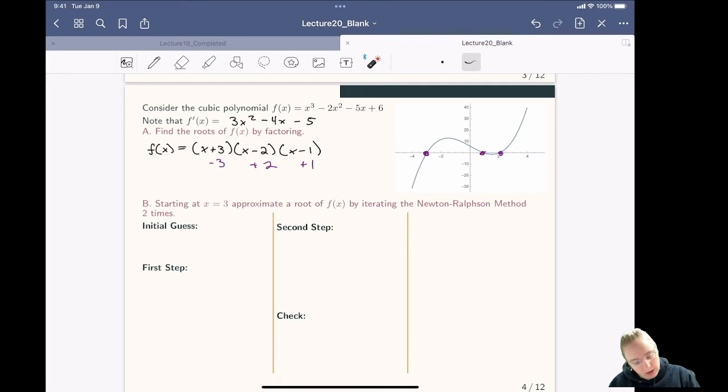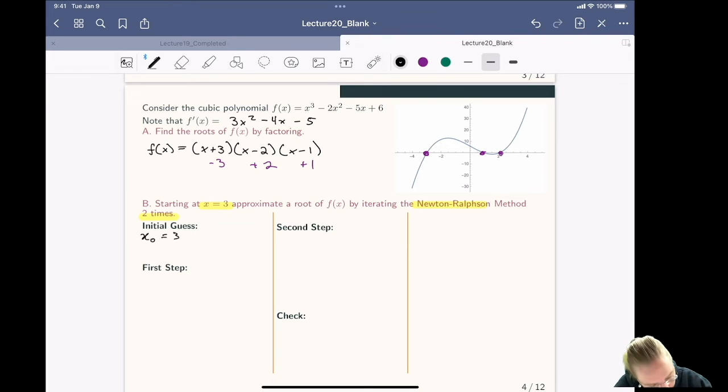Now let's use the Newton-Raphson method. So suppose we didn't know how to factor that polynomial. Let's use the Newton-Raphson method, and let's iterate it 2 times, starting at x equals 3, to see how close we get to our estimate of the root. All right, so let's start at x0 is equal to 3.